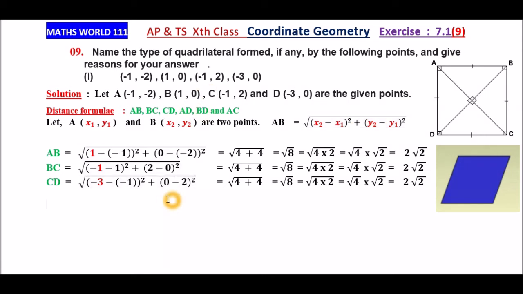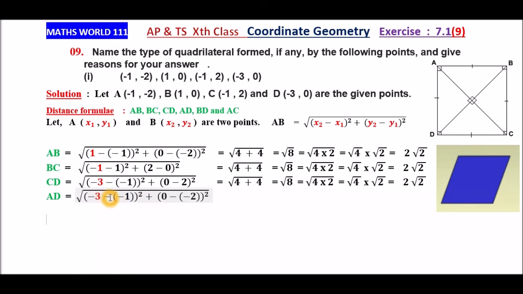So AD is equal to square root of (x2 minus x1) whole square, A and D. So x2 minus 3 minus of minus 1 whole square plus (y2 minus y1) whole square, A, D. So y2 0 minus of minus 2 whole square. So that is equal to minus 3 minus of minus 1 whole square plus 0 minus of minus 2 whole square. See here, minus 3 minus into minus plus, minus 3 plus 1. Minus 3 plus 1 is minus 2. So minus 2 whole square is minus 2 into minus 2, that is 4.